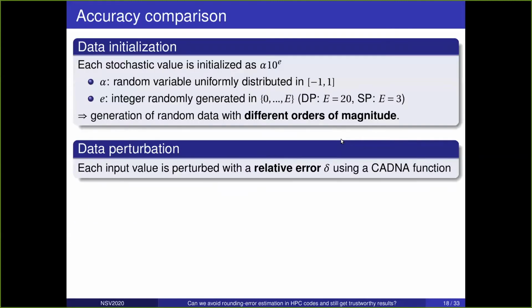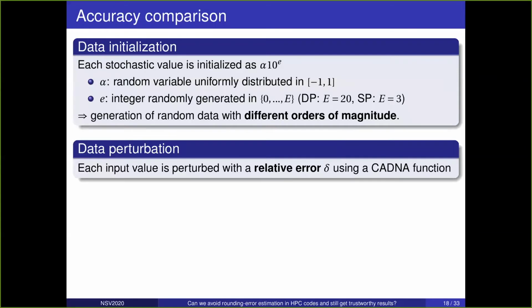So we initialize the stochastic values. Each stochastic value is initialized as alpha times 10^e, where alpha is a random variable uniformly distributed in [-1, 1], and e is an integer randomly generated in [0, e_max]. In double precision, we have chosen to set e_max to 20, and in single precision, e_max is set to 3.